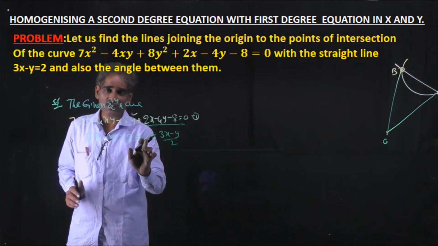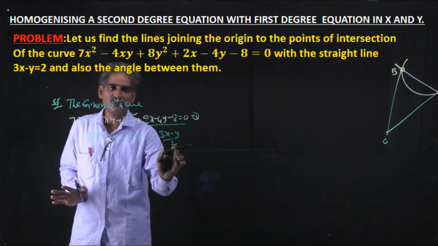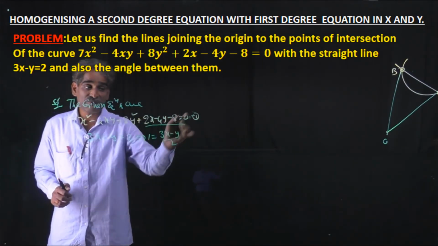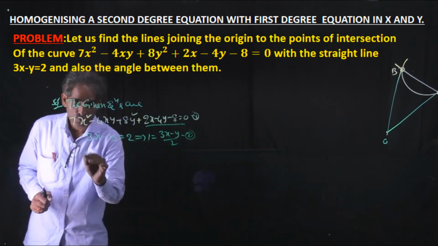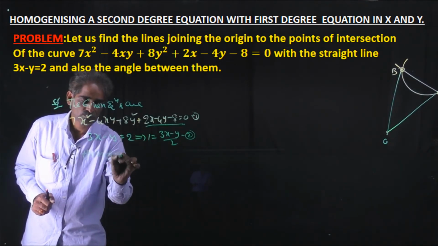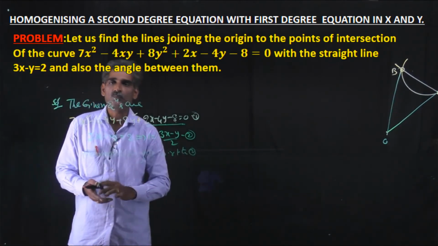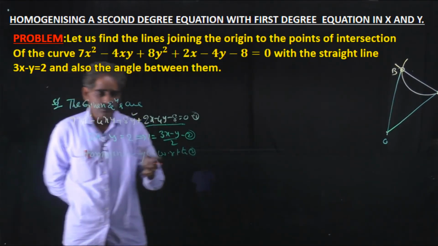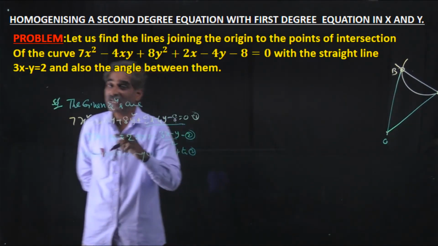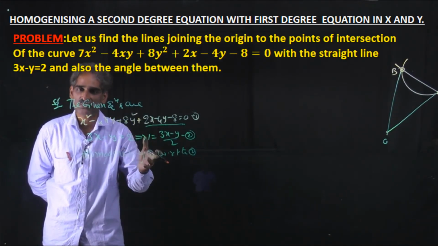Just now we expressed the constant 1 in terms of first degree terms, so every term is a first degree term. With the help of this we have to change this equation into a homogeneous second degree equation. So homogenizing 1 with respect to 2, we will get the combined equation of OA and OB. Just write down like that.